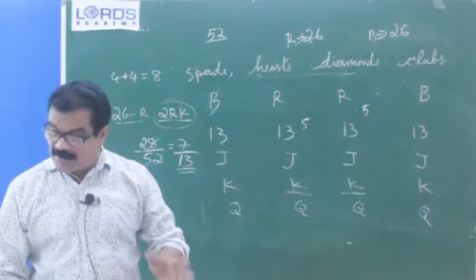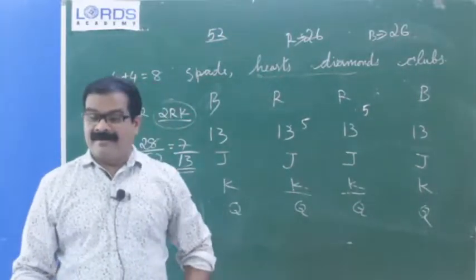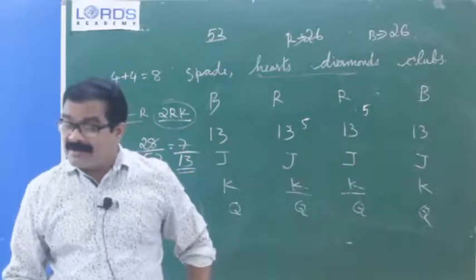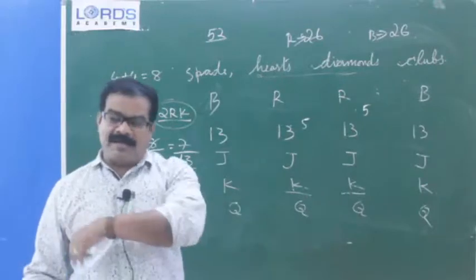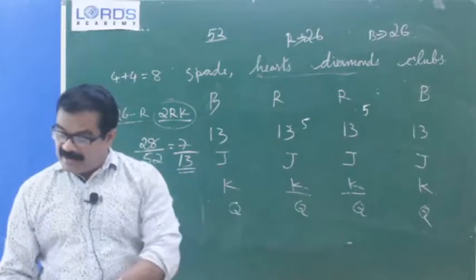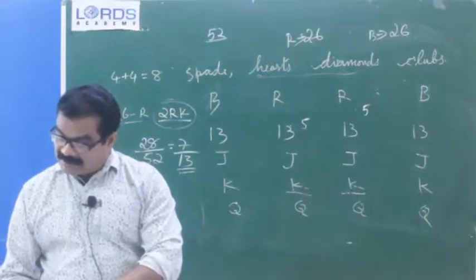Green or red or white? 16 by 16. How much? 1. Yes, 1. 16 by 16. You add all of it. That is a sure event. Okay? Then you take question number 11.